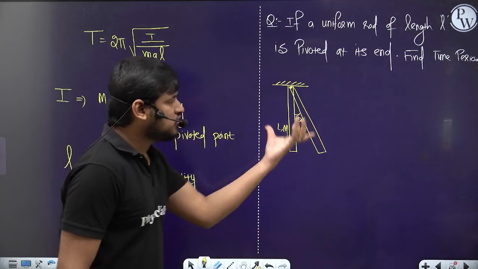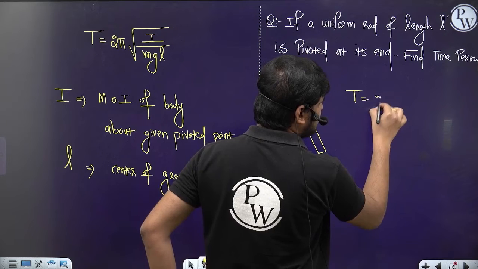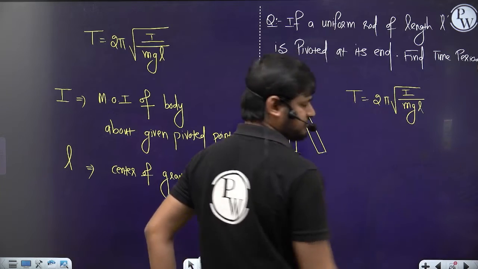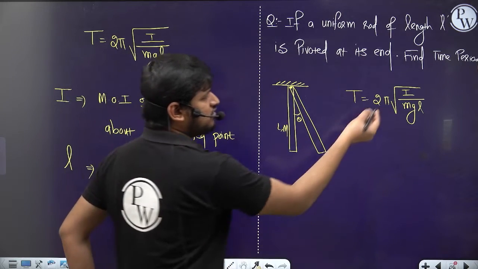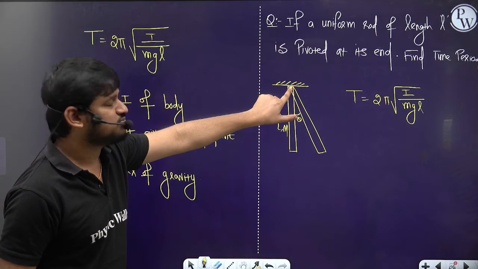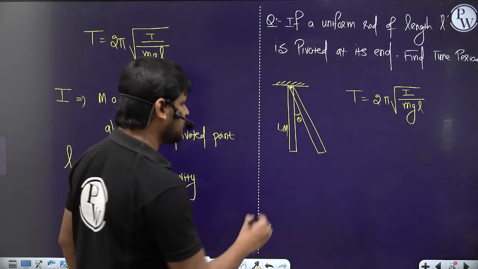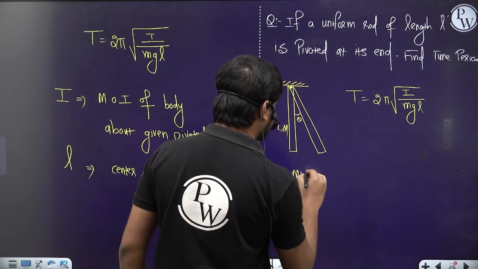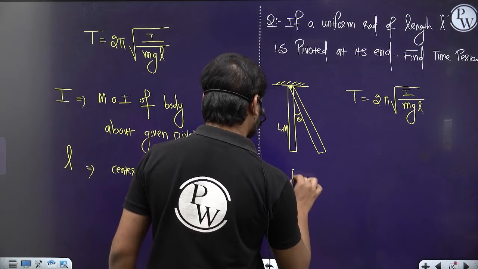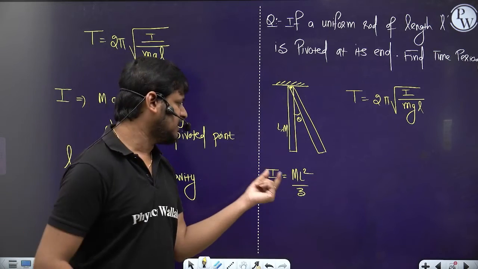Then the time period formula in this particular case is 2 pi root over I by mgl. You know that the moment of inertia of a rod about its end, the pivoted point, is going to be ml square by 3. From its center, it is ml square by 12. So here it is ml square by 3.